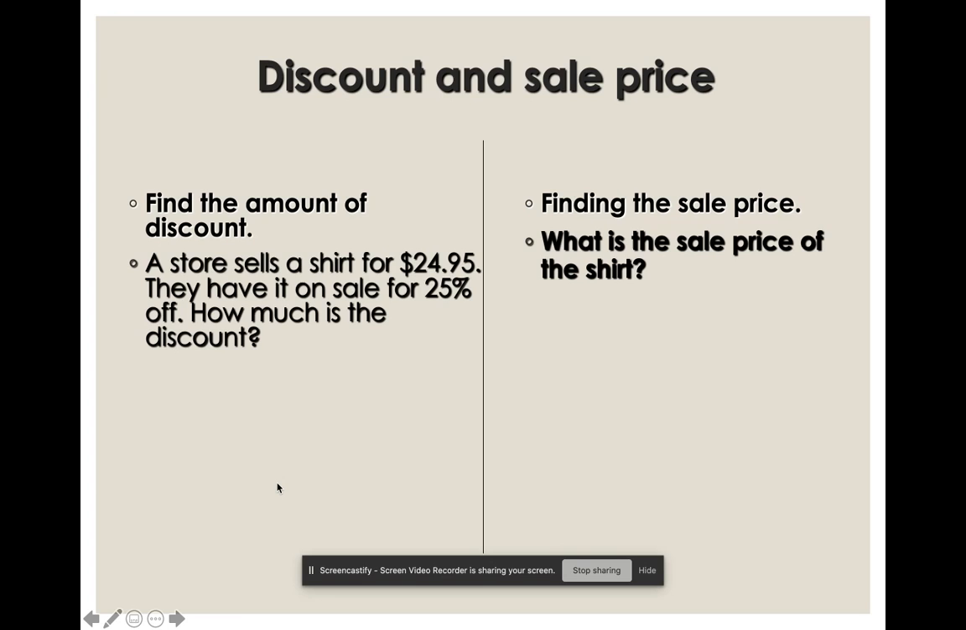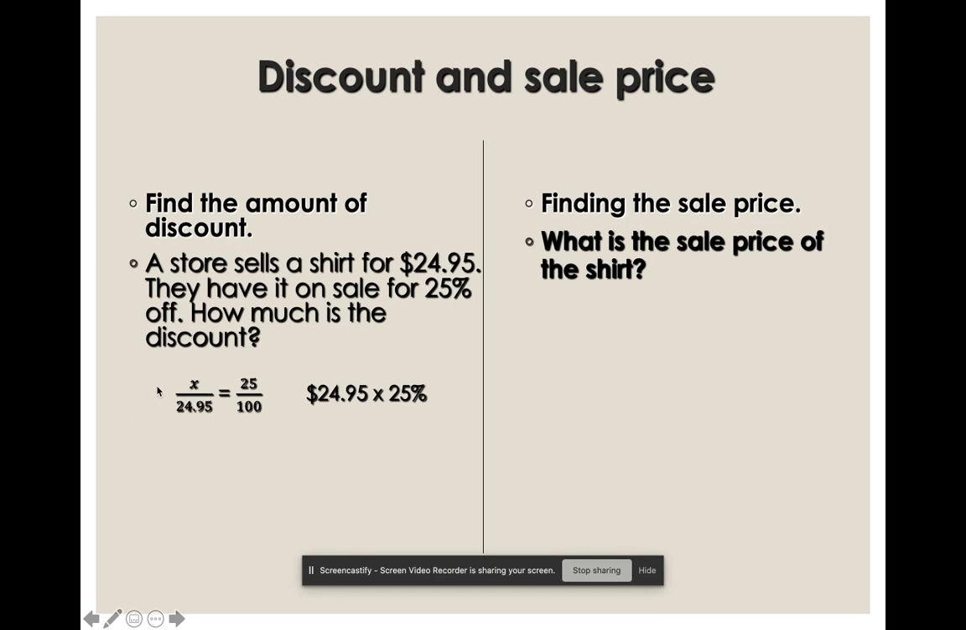So if we are trying to find the amount of discount, let's take a look at an example here. It says on here that the store sells a shirt for $24.95 and they have it on sale for 25% off, and we want to know how much is the discount. Hopefully we remember there's two ways we can do this. One, we can set up a proportion, or the other is we can multiply by the percent. So here's your two options here.